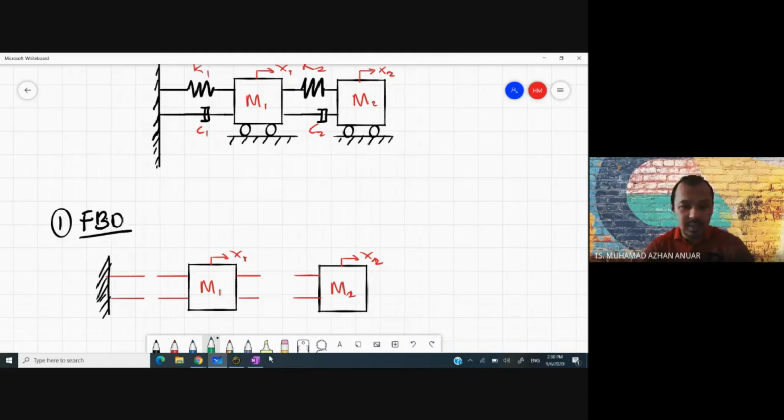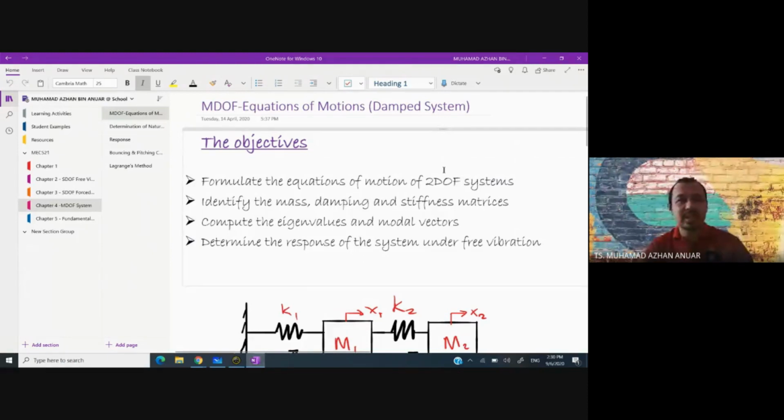So let's look at the objective here. In this chapter, we will formulate the equation of motion for 2 degree of freedom systems. For a 2 degree of freedom system, you should have 2 equations of motion. If you are talking about a 3 degree of freedom system, you should have 3 equations of motion, and so on. All right, and from the equations, you should be able to represent them in matrices, and then we define the mass matrix, the damping matrix, and the stiffness matrix.